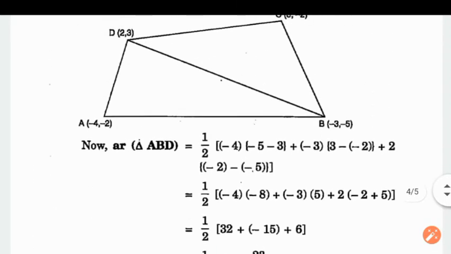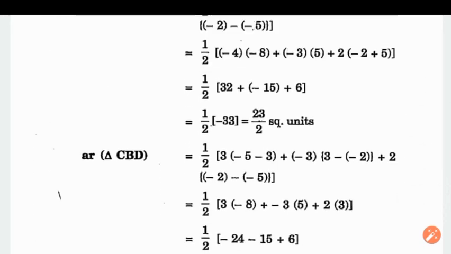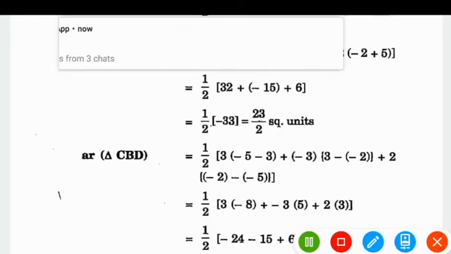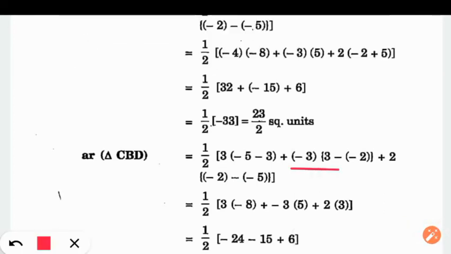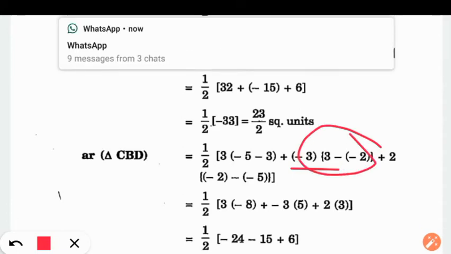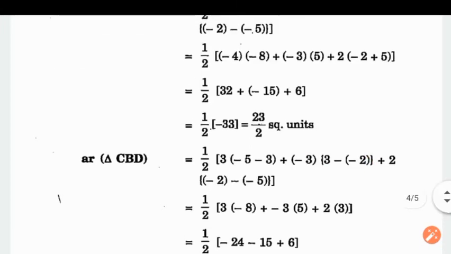Now the area of the second triangle CBD. Okay, so the formula we know. The formula has been applied: half x1 within the bracket, we should have y2 minus y3, plus x2, then within the bracket y3 minus y1, and in the last we have x3, and within the bracket y1 minus y2.